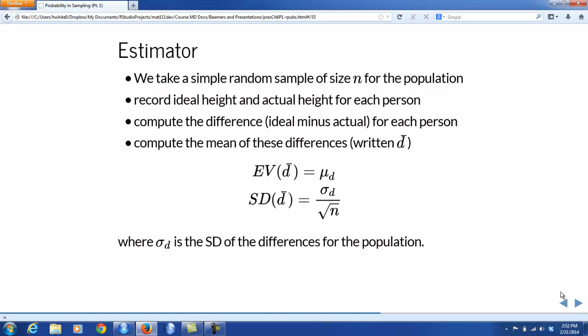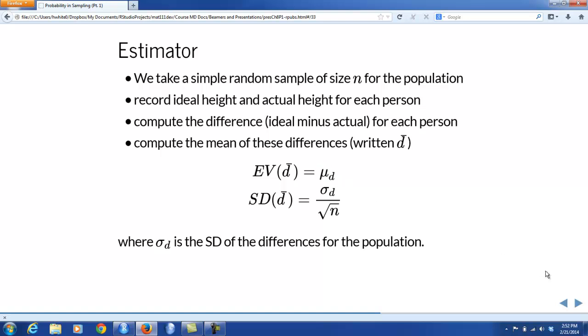We just take a simple random sample of size n from the population. We can record the ideal and actual height for each person in the sample. We can compute the difference, ideal minus actual, for each person, and then compute the mean of these differences. This is written d bar, somewhat in analogy with x bar for a one sample mean. Again, no surprises for the expected value. The expected value of d bar is exactly mu d.